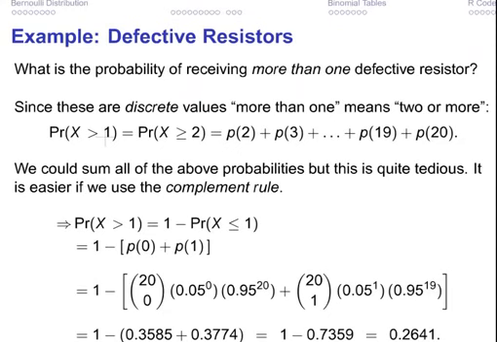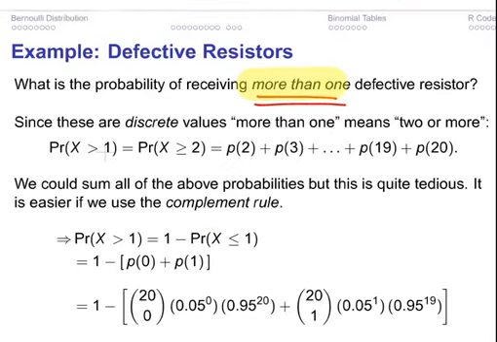Now let's go down here. What is meant by the probability of receiving more than one? What does that mean? Essentially what I'm getting at here is that the language is very important. So, more than one.